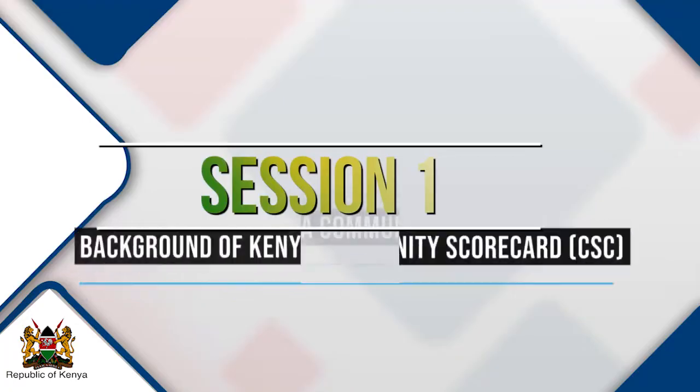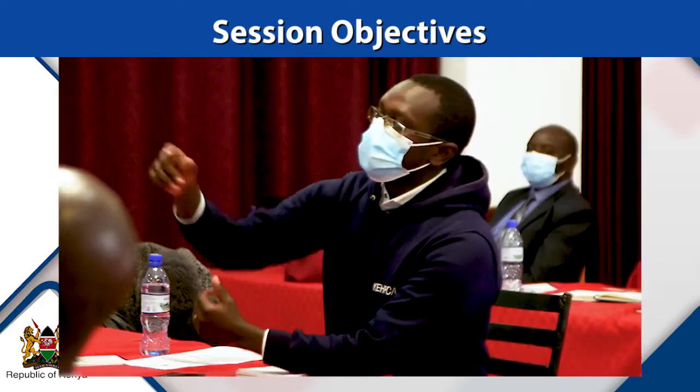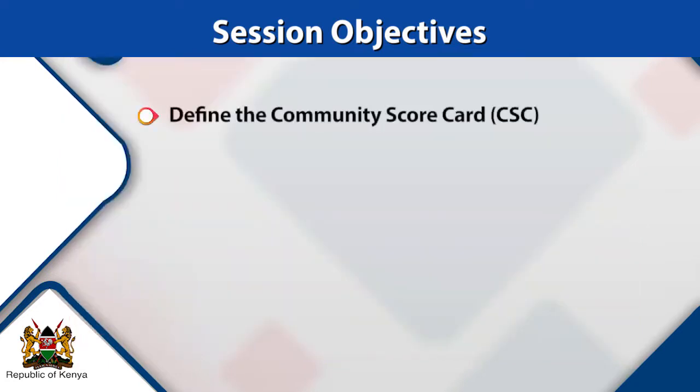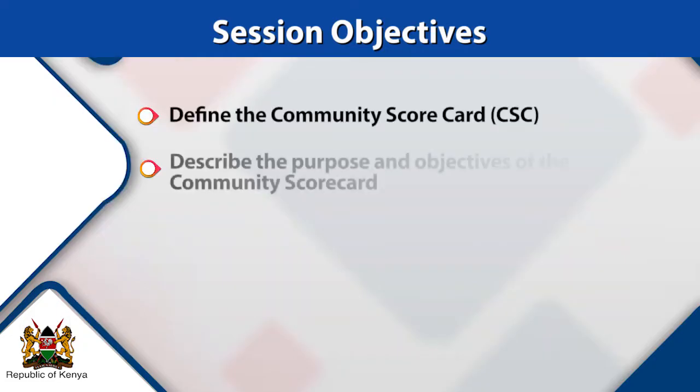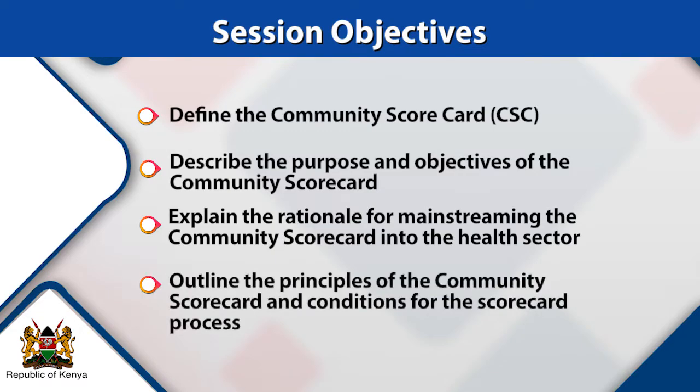Session 1. Background of the Community Scorecard. Session Objectives. At the end of the session, participants should be able to: 1. Define the Community Scorecard. 2. Describe the Community Scorecard's purpose and objectives. 3. Explain the rationale for mainstreaming the Community Scorecard into the health sector. 4. Outline the principles of the Community Scorecard.